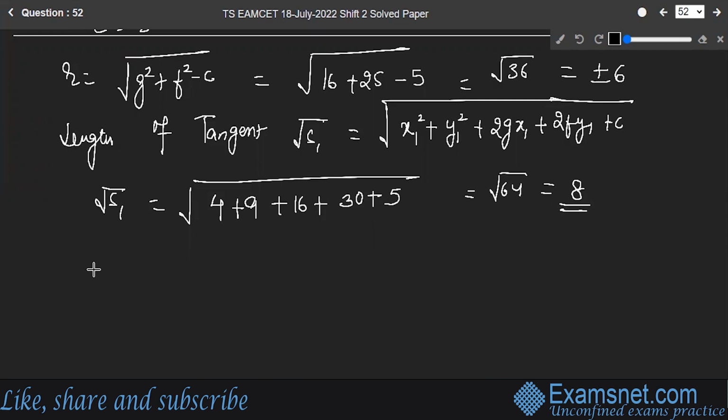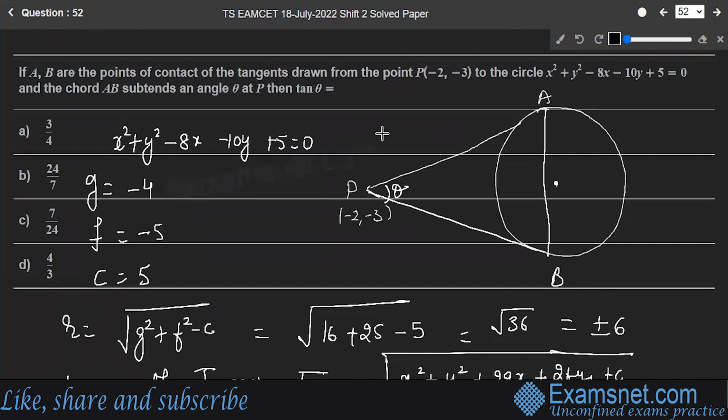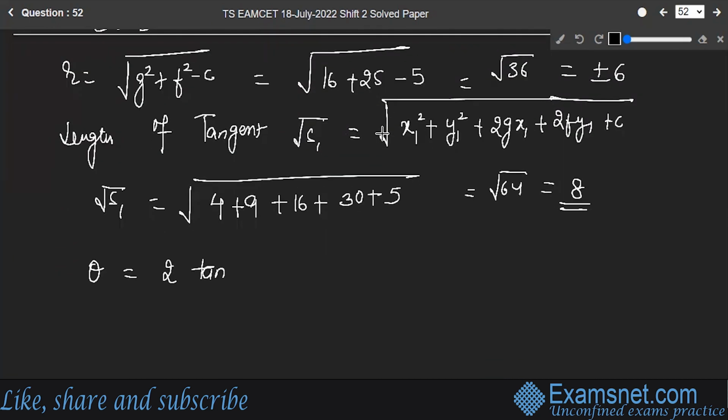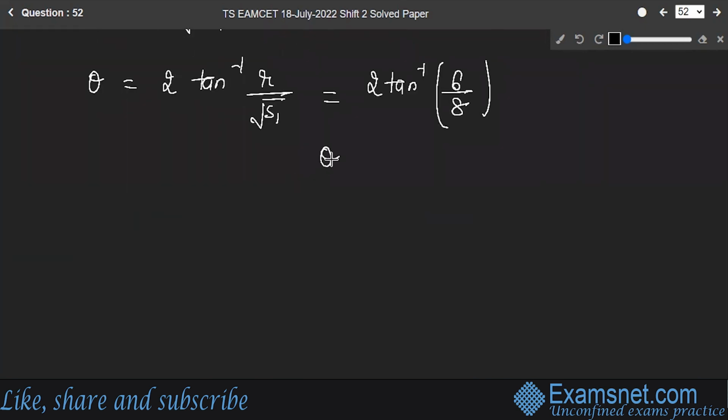All right. So now theta, the angle we're looking for between the two tangents, which is subtended by the chord AB, is theta equal to 2 tan inverse R upon root S1. So this is equal to 2 tan inverse, R came out to be 6 and root S1 is equal to 8, that is 3 by 4. So theta by 2 is equal to tan inverse 3 by 4.